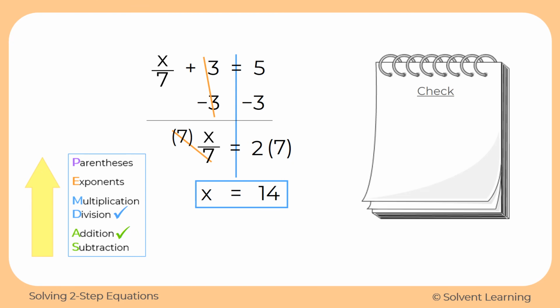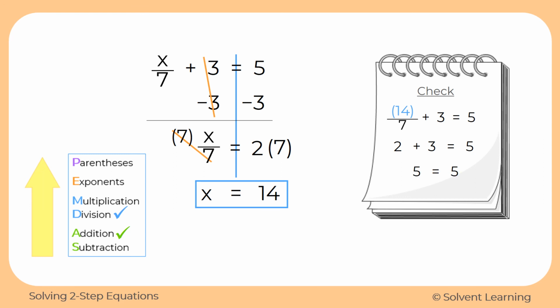And now we check to see if our answer is correct. So we're going to take our original equation, substitute 14 in for x. And now we simplify following the order of operations in its normal way. 14 over 7 is 14 divided by 7, so that becomes 2. Now we have 2 plus 3, which is 5.